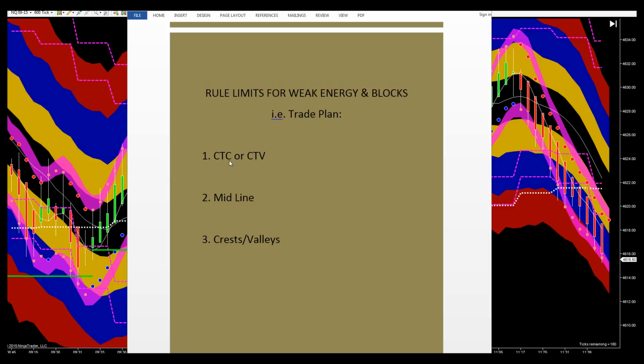If you've never joined us, thank you for joining us. It's the challenge to the crest or the challenge to the valley. Crests are resistance and valleys are support, and we'll show you that. And the midline is a potential point at which there is new energy that can push markets. And then down at the bottom here, we're just being redundant, and we'll just take that out here. That's just silly. So anyway, let's get going.